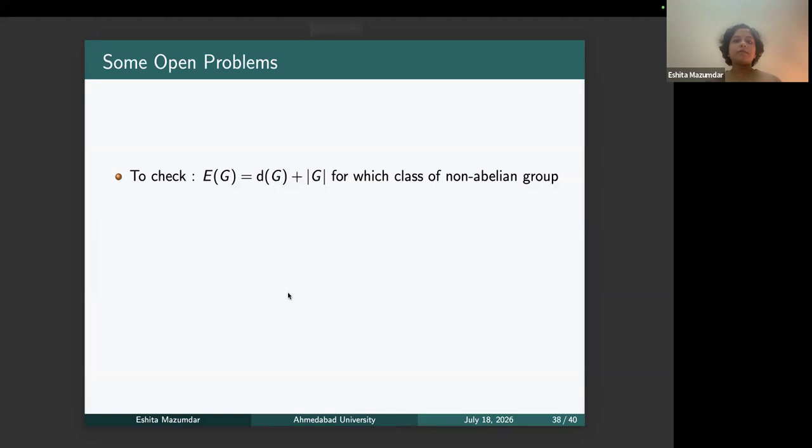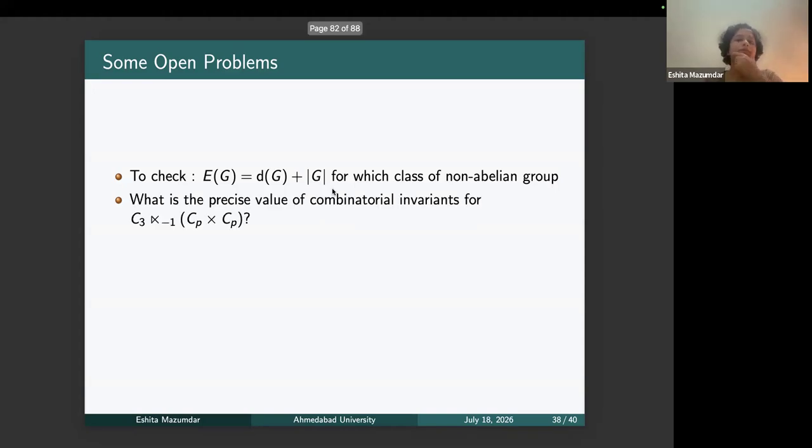Here are certain problems which I wanted to point out that one can try. I find this a very interesting question, whether this is really true for every class of non-abelian groups or not. If not all, then for which classes can we classify it? For me, it's very interesting to study the combinatorial invariants for this kind of groups. On one side it's a P group and on the other side it's a C3, a semi-direct product of that.